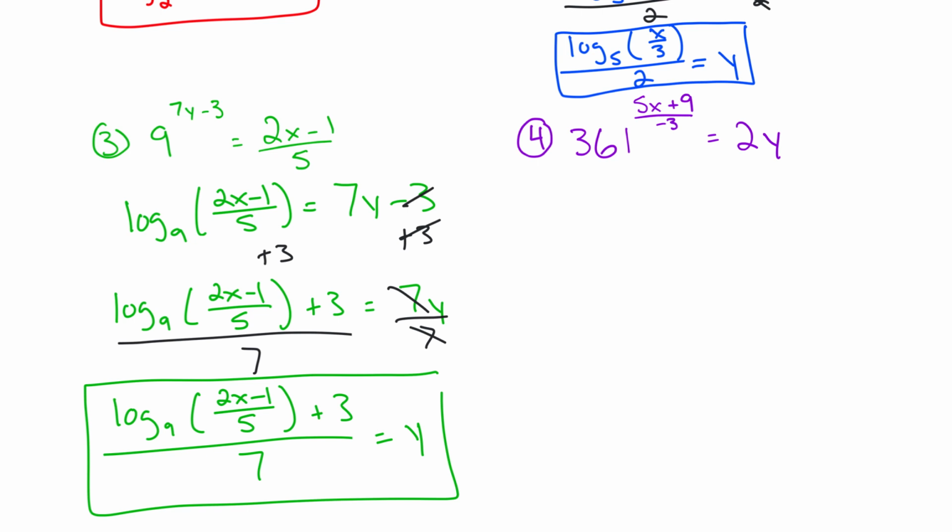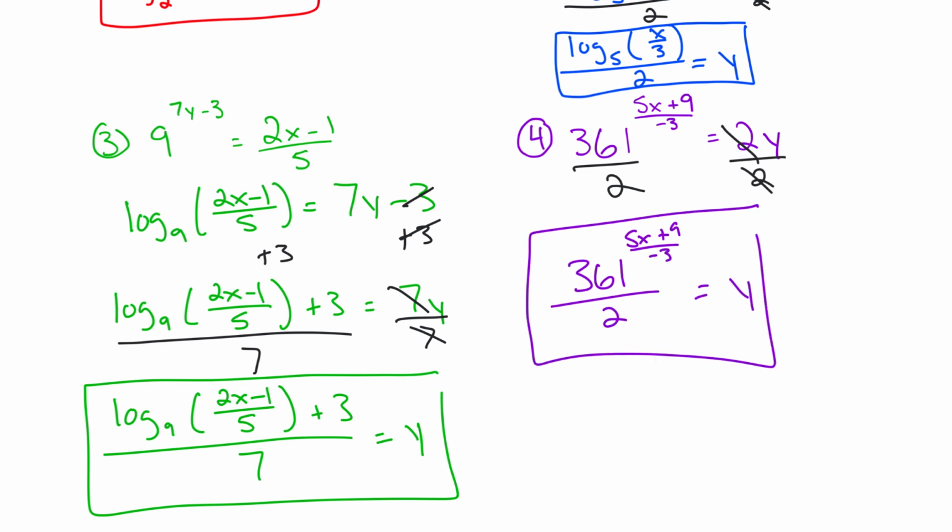Problem 4. The y value I'm trying to solve for is not an exponent. I am not going to use logarithms here. I just have to divide both sides by 2. That's the answer. 361 to the 5x plus 9 all over negative 3 power, all divided by 2, is equal to y. This was a one-step problem that never involved logarithms. You need to know when, you need to know where, you need to know why.